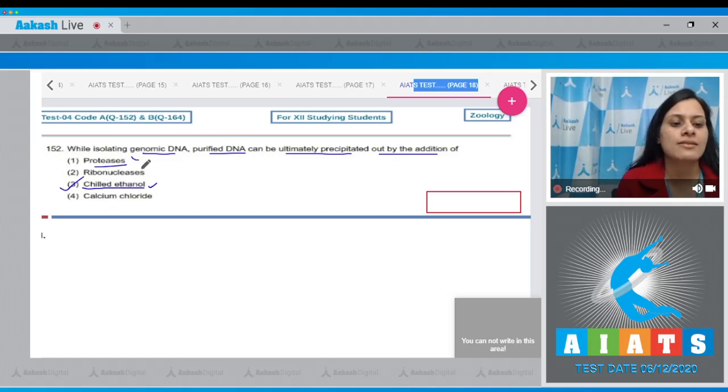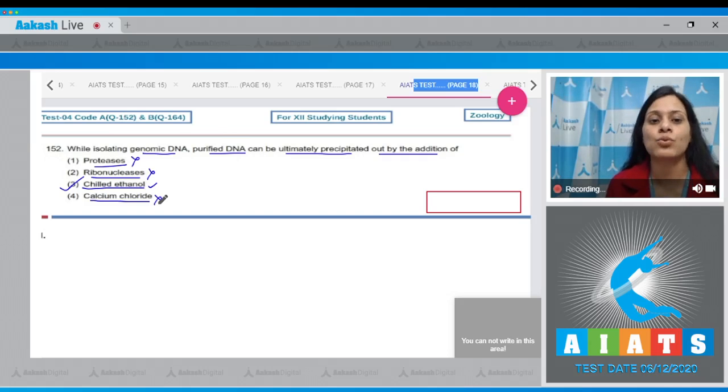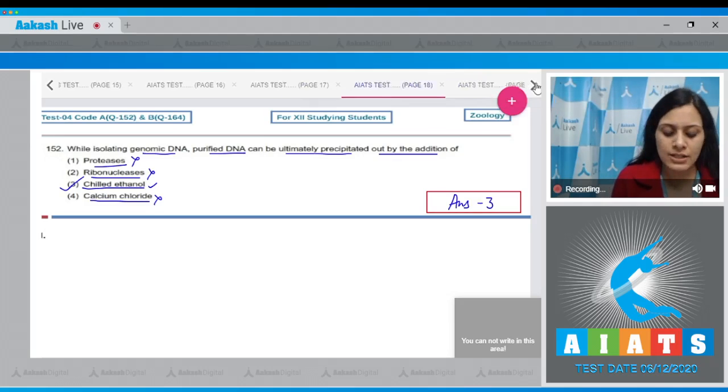Option number 1, proteases, is incorrect. Proteases are enzymes that will digest proteins. Option number 4, ribonucleases, is incorrect. Ribonucleases digest ribonucleic acids. And the last option, calcium chloride, is incorrect. Calcium chloride increases the efficiency with which DNA enters the bacterium through pores in its cell wall during transformation. So the correct answer to this question is option number 3. Let's proceed to the next question.